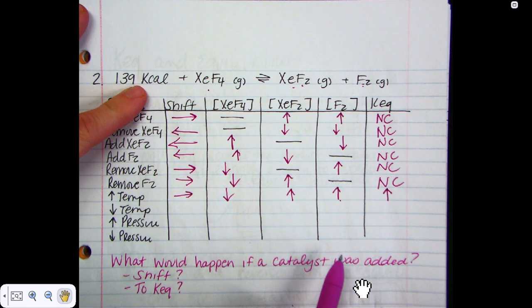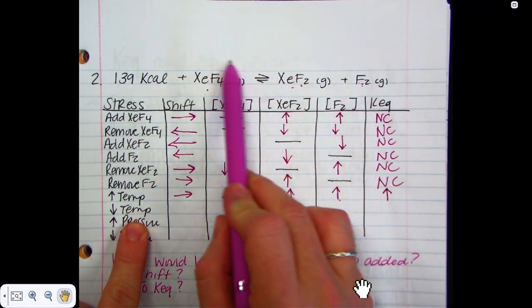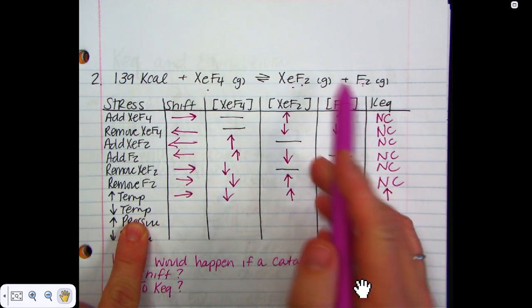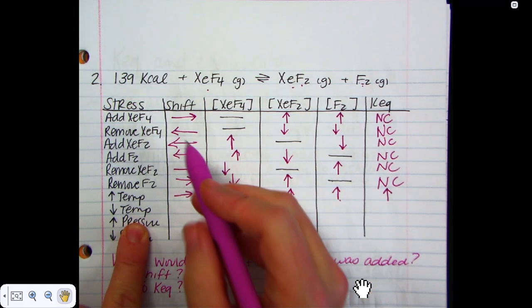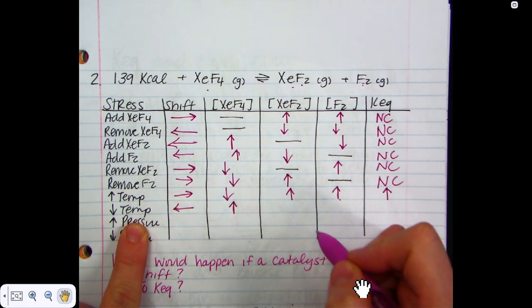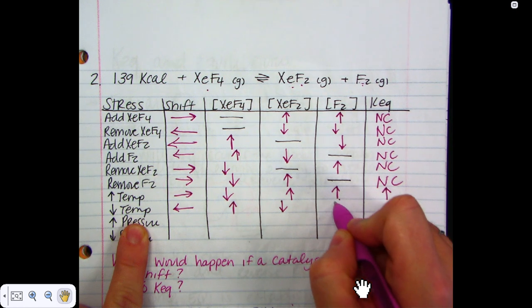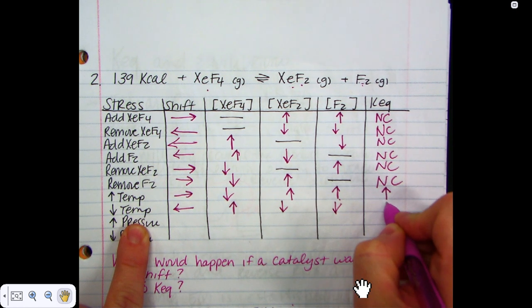Okay. If my temperature goes down, now I need to shift in the direction that's going to release more heat. So I shift to the left. The XeF4 goes up. The XeF2 goes down. The F2 goes down, and K goes down.